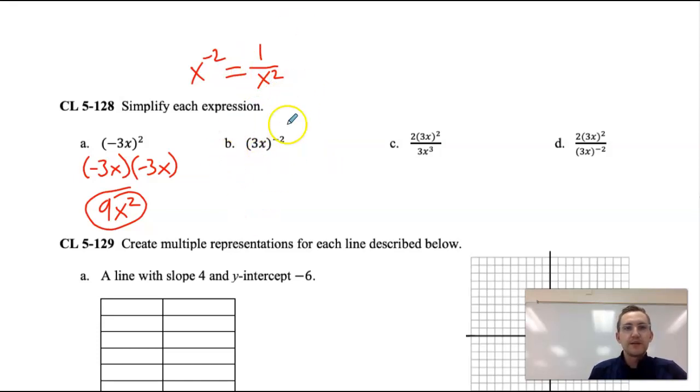So the first thing I want to do with this one is rewrite it and make it look like our positive exponent version, which would be 1 over the quantity of 3x all squared. If we evaluate this now, again, everything on the inside of our parentheses has to get squared, so our final answer is 1 over 9x squared.